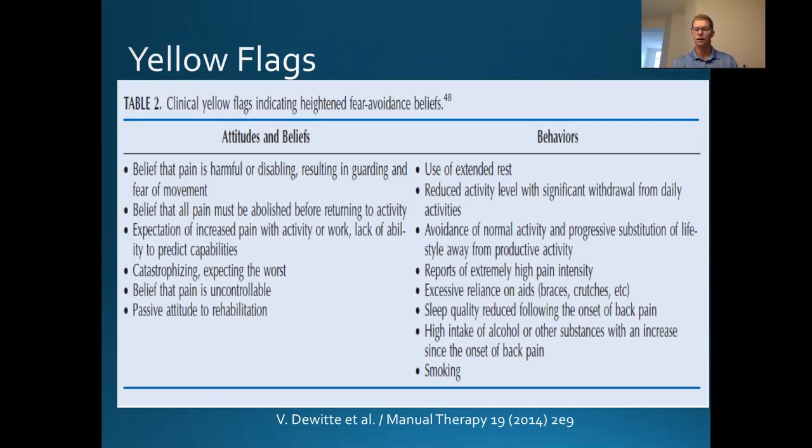Other things such as high alcohol use or smoking can not only block their pain response, but also show us that they have different strategies for coping with pain and stress. So those are all yellow flags. It's not a red flag where we need to potentially refer them out. It's something that could really confound their plan of care, so we need to make sure that we're keeping these yellow flags in check.